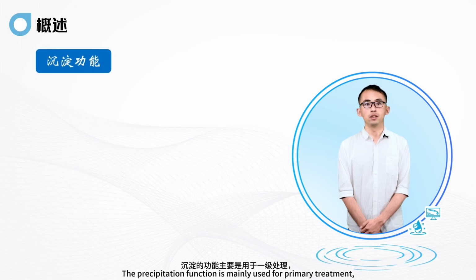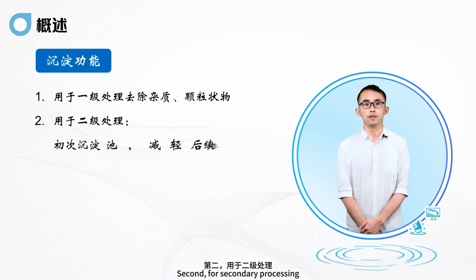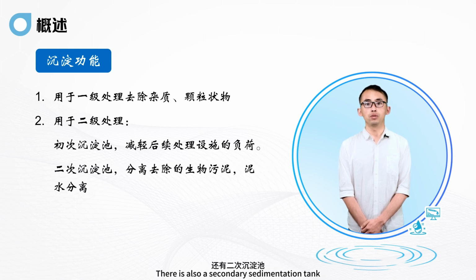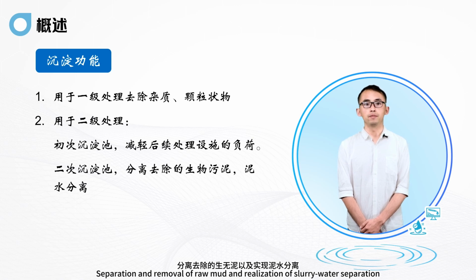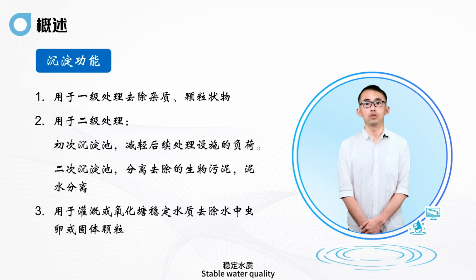The precipitation function is mainly used for primary treatment, to remove impurities and particulate matter. Second, for secondary processing. For example, the primary sedimentation tank reduces the load of subsequent processing facilities. There is also a secondary sedimentation tank, for separation and removal of raw sludge and realization of sludge-water separation. Third, it is also used for irrigation and sugar oxidation, to stabilize water quality and remove eggs or solid particles from water.